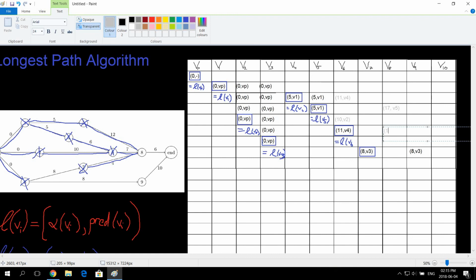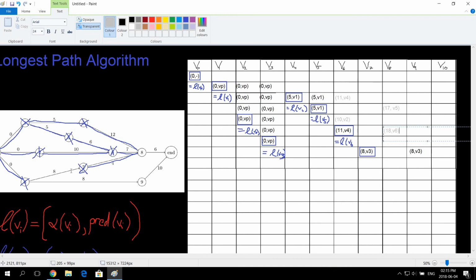Sorry, I was thinking about that. It's 18. Because it's 11 plus 7, 18. Sorry guys, that was a huge mistake from my part. This one here is 17. Okay, cool. So that came from where? V6.